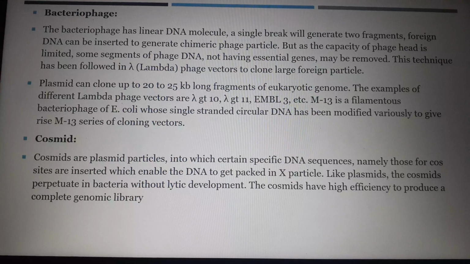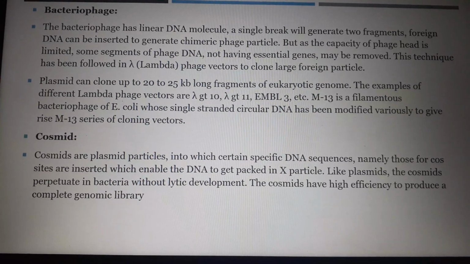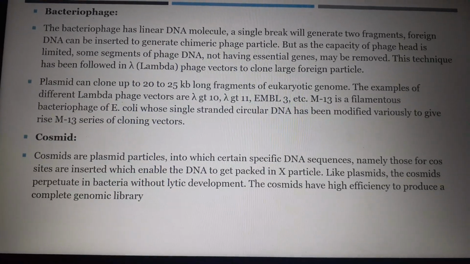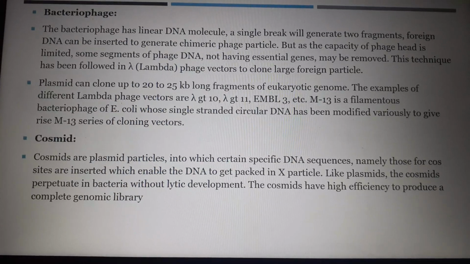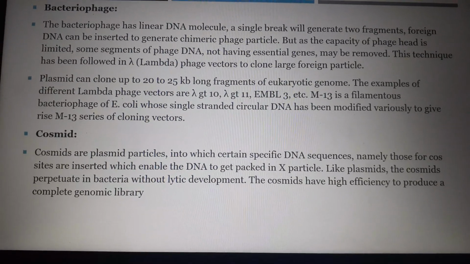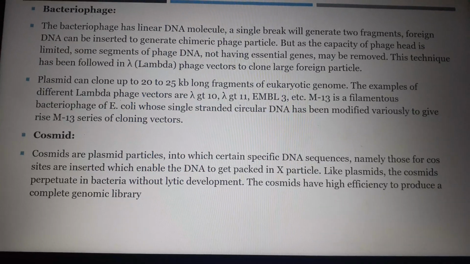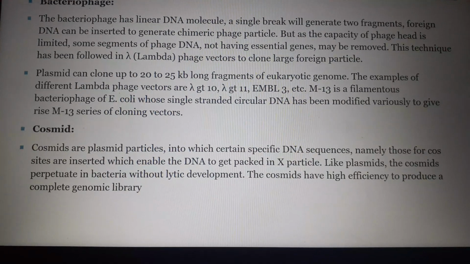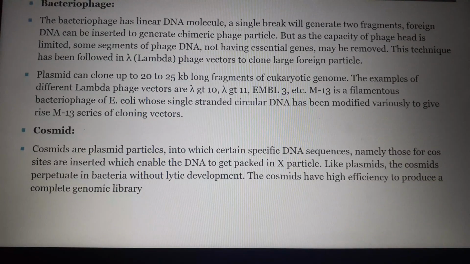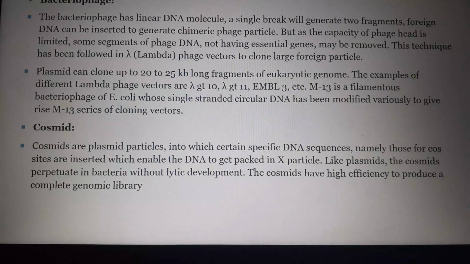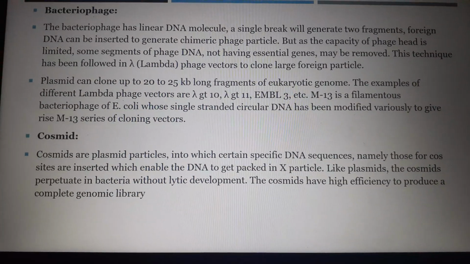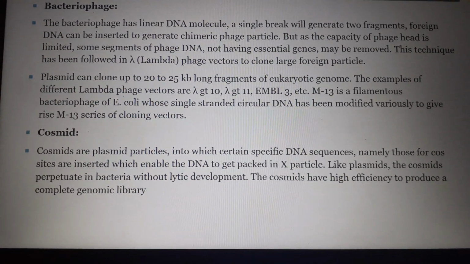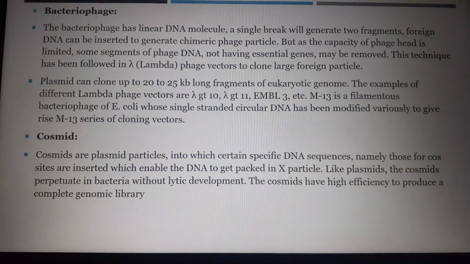And there's also the bacteriophage. A bacteriophage can also act as a vector: the linear DNA molecule is broken into two DNA fragments, and the foreign DNA can be introduced into a chimeric phage particle, which can be encapsidated into the head of limited capacity, and some of the essential genes may be removed. This technique has been followed in lambda phage vectors to clone large foreign DNA. The plasmid can clone up to 20 to 25 kilo base pairs. And the lambda phage, what is the bacteriophage?